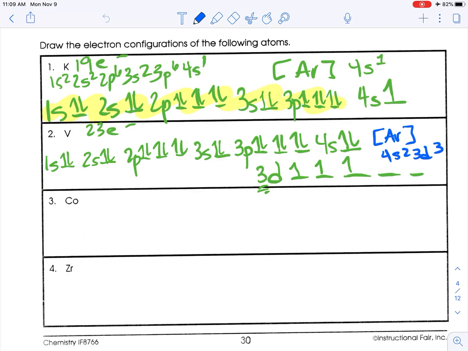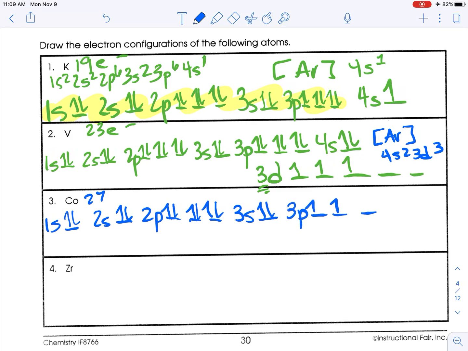Cobalt is 27. Okay, here we go. 1s2, 2s2, 2p. Oh my goodness, getting sloppy here. Don't be me. That is 2, 4, 6, 8, 10. After the 2p comes the 3s: 11, 12, 13, 14, 15, 16, 17, 18, 19, 20. I'm going to go on the next line. 3d: 1, 2, 3, 4, 5. 20, 21, 22, 23, 24, 25, 26, 27.